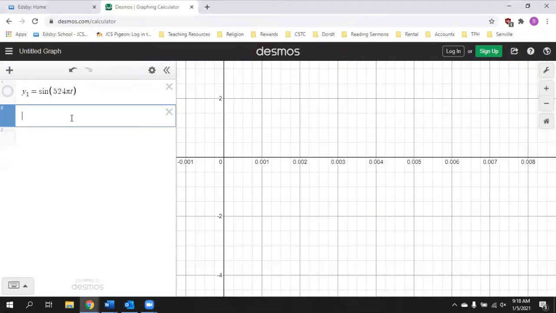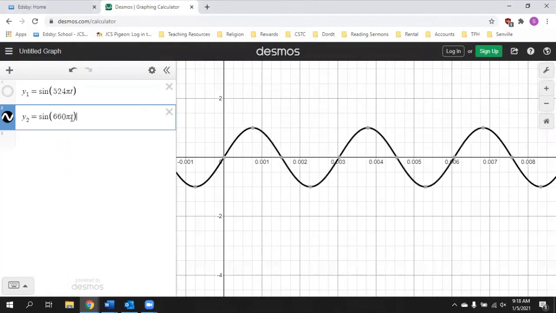Okay, we are back in Desmos. I've already got C graphed from the last example that we did. Now I'm going to do E, which is 660 pi t, close bracket.